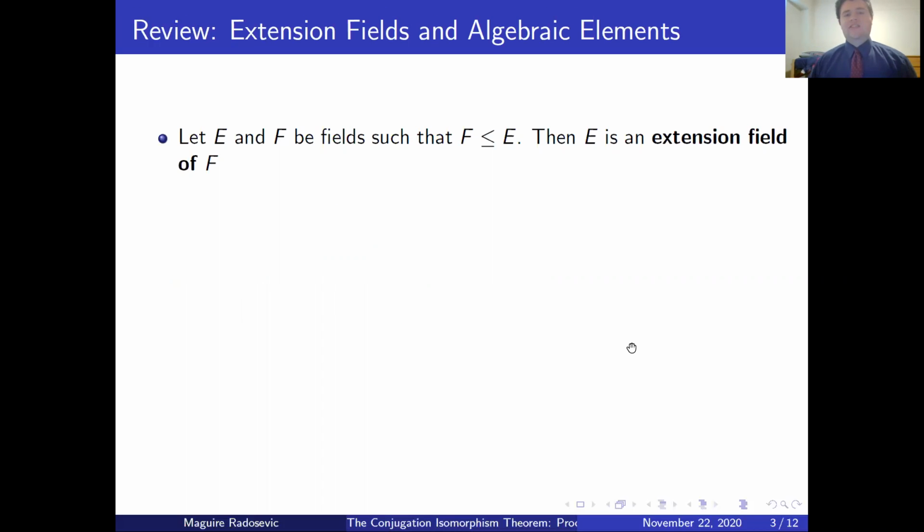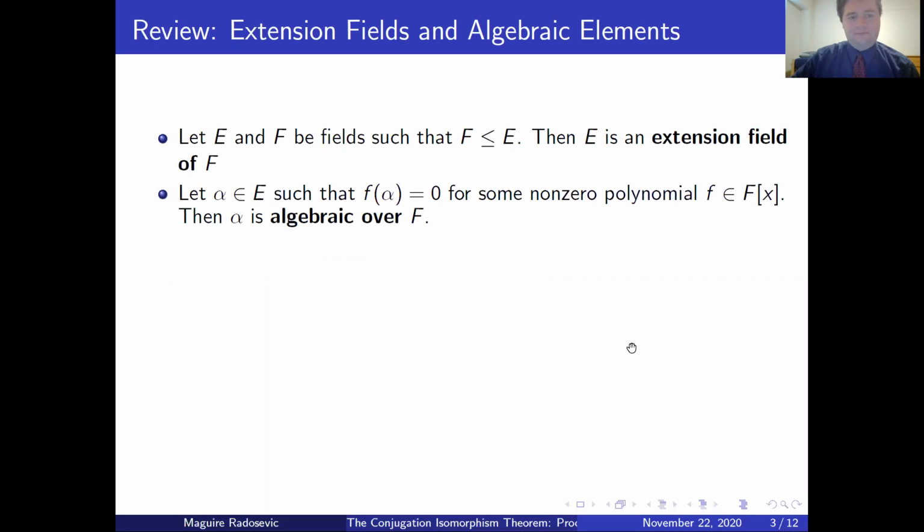First, we're going to review extension fields and algebraic elements. Let's say that we have two fields, E and F, where F is a subfield of E. We refer to E then subsequently as an extension field of F. Now, let's take an element of E. And let's say that that element, which we'll call alpha, is the zero of some non-zero, non-trivial polynomial with coefficients from F. If that is the case, then we say that alpha is algebraic over F.